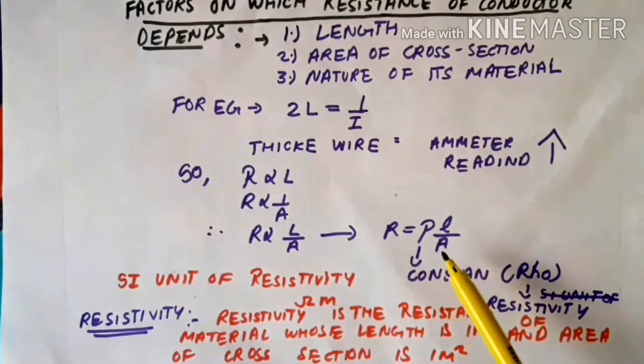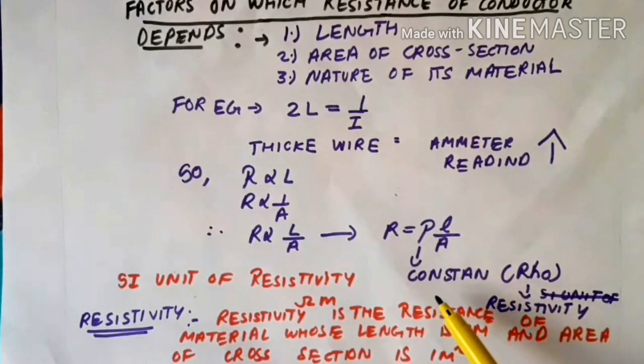The resistance is equal to rho into length upon area, where rho is a constant known as resistivity. Now you will ask, what is resistivity? Resistivity and resistance are almost the same thing but have some difference. Resistivity is the resistance of a material whose length is 1 meter and area of cross section is 1 meter square. We'll learn more about resistivity in another part of the video.